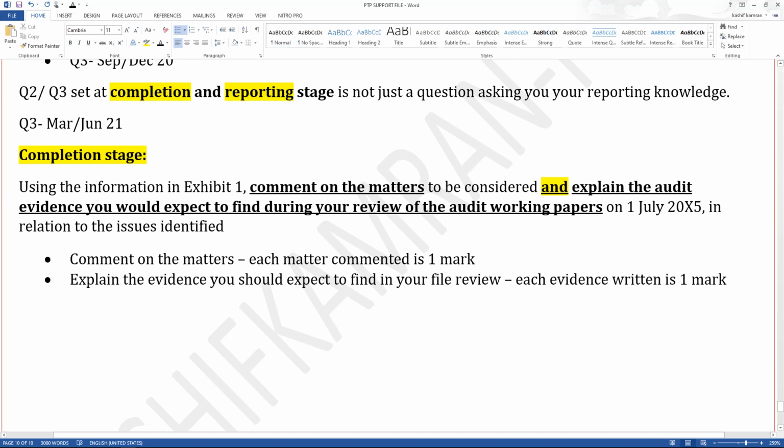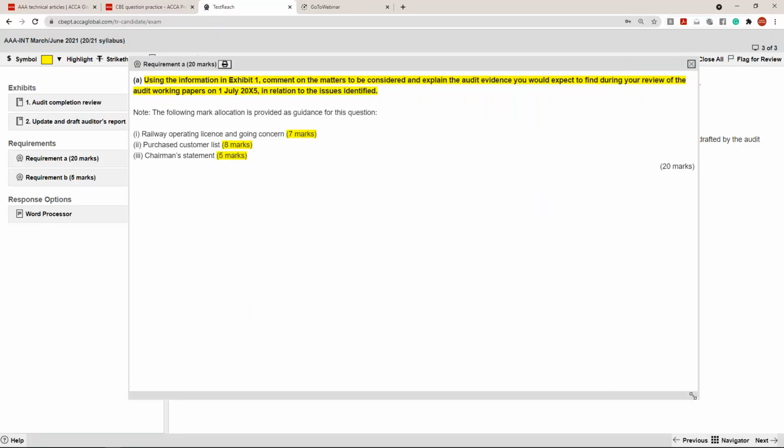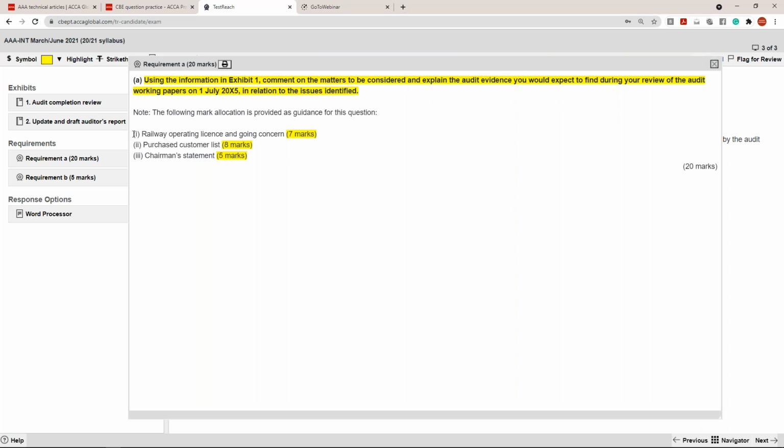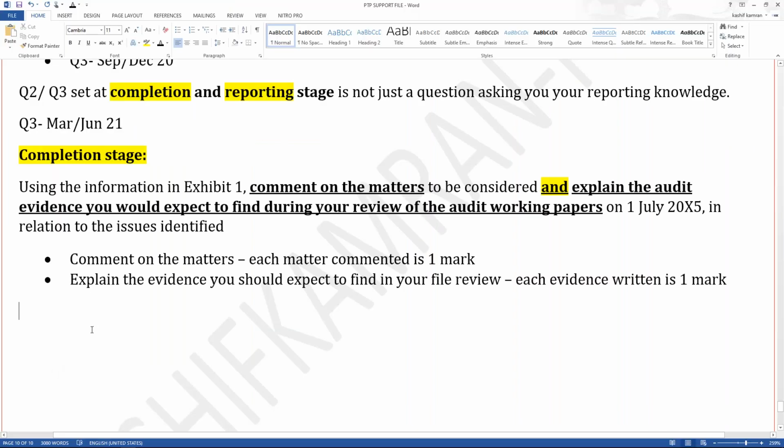And you go back and see how many issues we have to comment on the matters and explain the evidence. How many issues do we have? Can you see the screen? The first issue we have is the railway operating license and going concern, purchase customer list, and chairman statement. Control C, and you come back to the word processor. We have 3 issues in the case study.